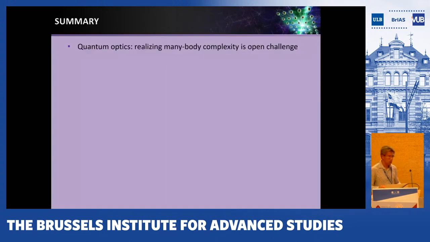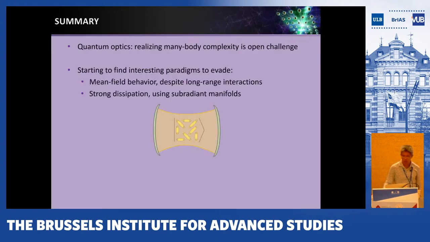So again, I think in quantum optics, how to realize many-body complexity is an open challenge, but I think we're starting to find interesting paradigms where we can evade mean field behavior and suppress strong dissipation by using subradiance. So thank you.